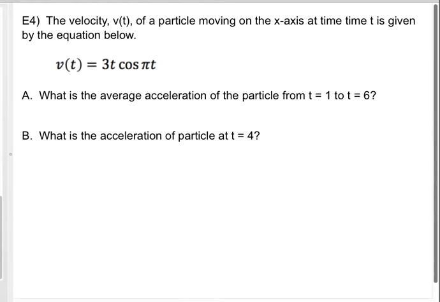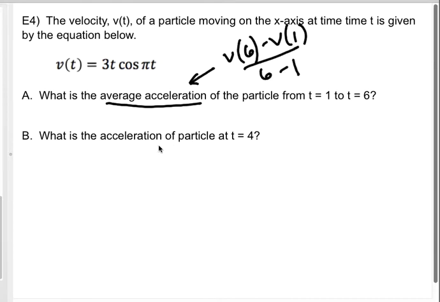E4, the velocity v of t of a particle moving on the x-axis is given. What is the average acceleration and what is the acceleration at t is 4? Okay, so these are two different questions, right? Average acceleration, when we go to do A, is asking me for v of 6 minus v of 1 over 6 minus 1. Instant acceleration at t is 4 is asking me for a of 4. So you have to know that that's what those two things are asking for.